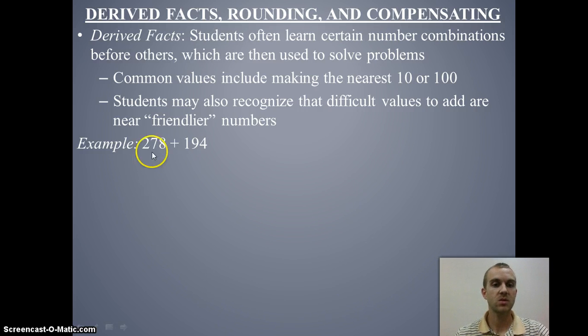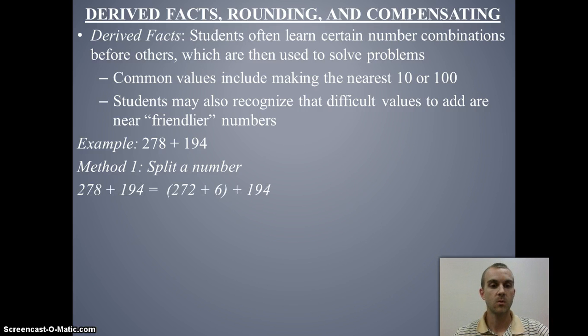So say I have 278 plus 194, and I'm trying to add that. Well, that's not necessarily the easiest number to add. So I can think to myself, what could I split to make it easier? Well, one thing I could do is I could split the 278 into 272 plus 6, because I know 6 plus 94 will give me 100.